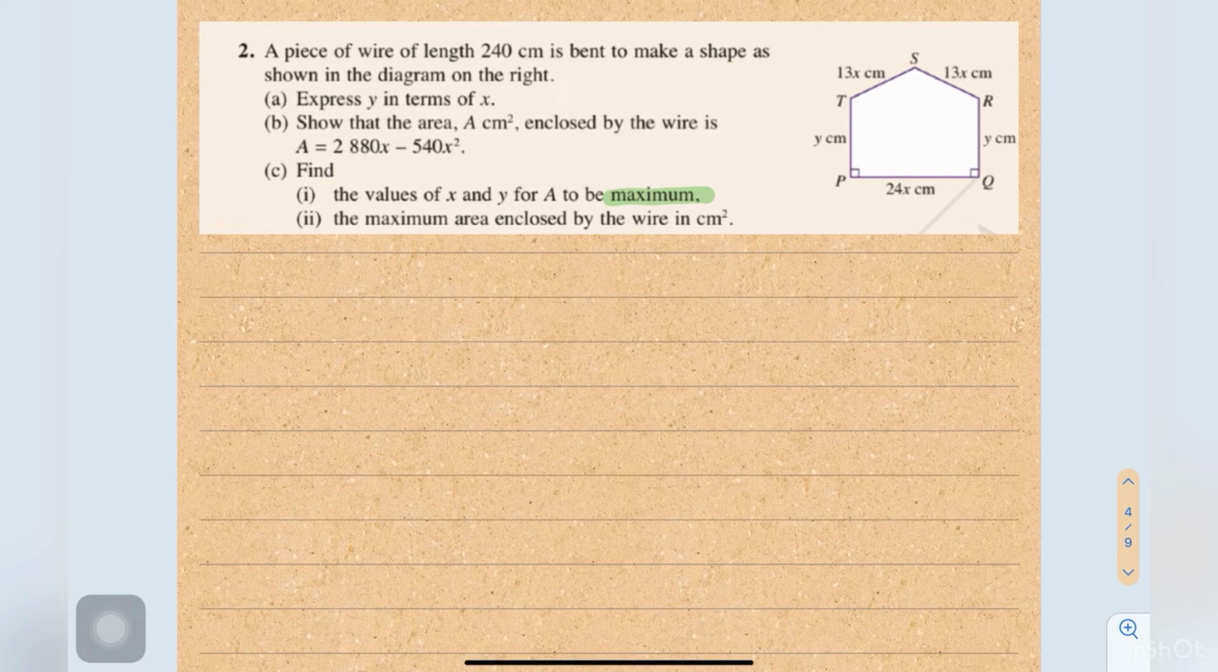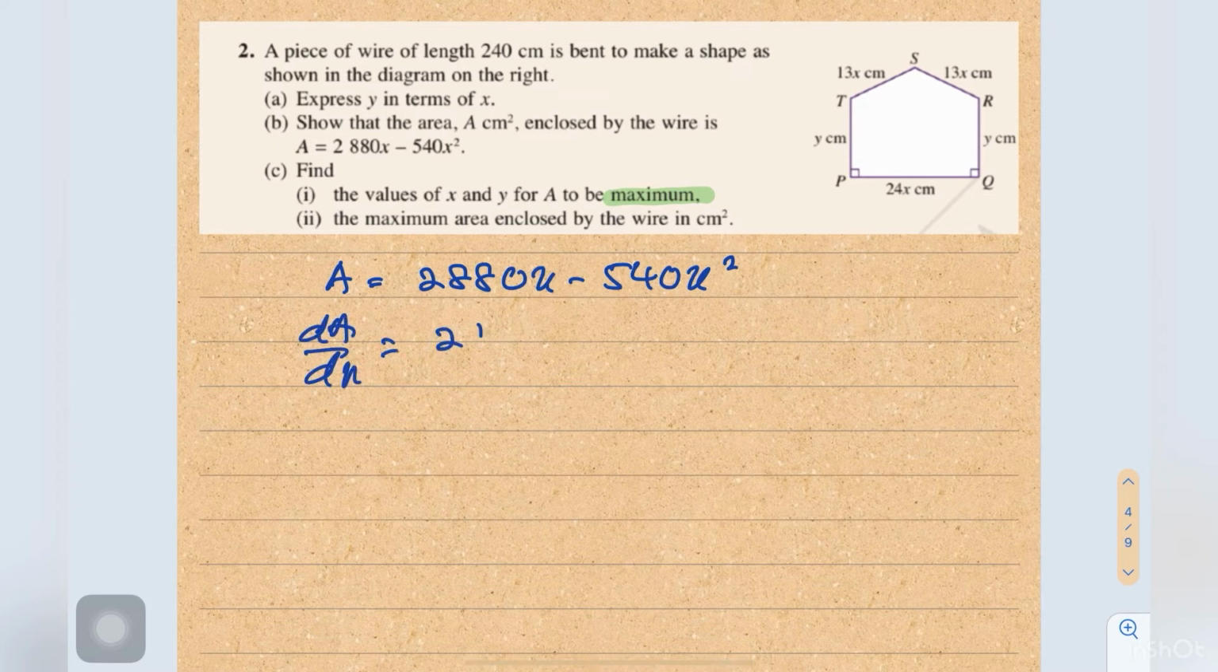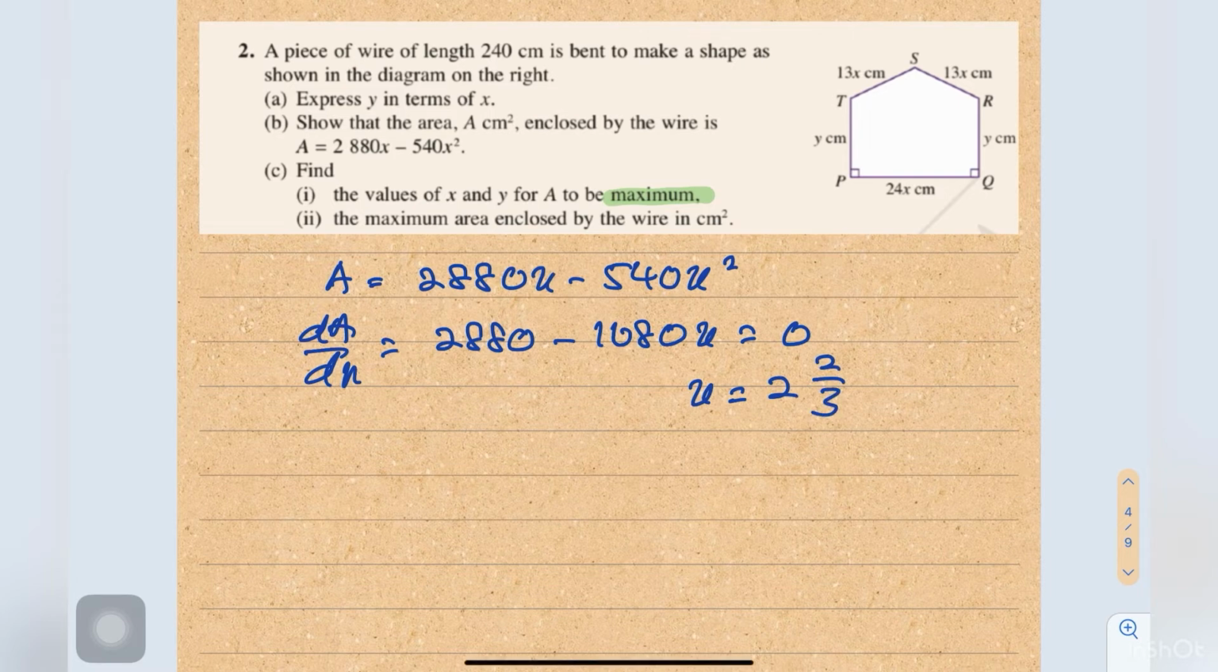So now we have A maximum. So A from B is 2880x minus 540x squared. So A maximum, so differentiate A. We get dA/dx equals 2880 minus 1080x equals 0. So then x is 2 over 3. Okay, so this is the value of x.